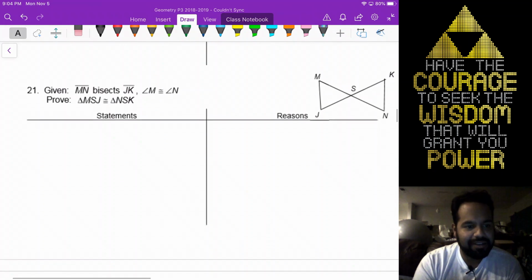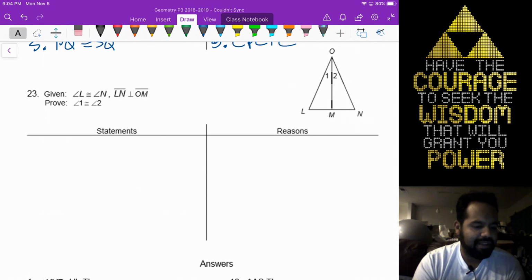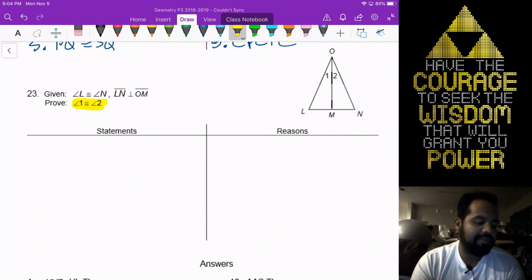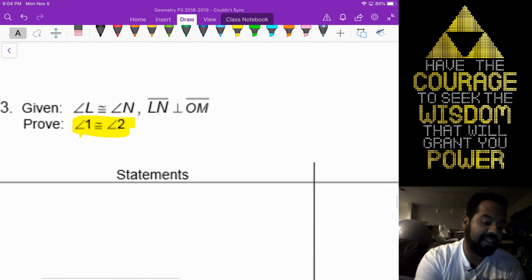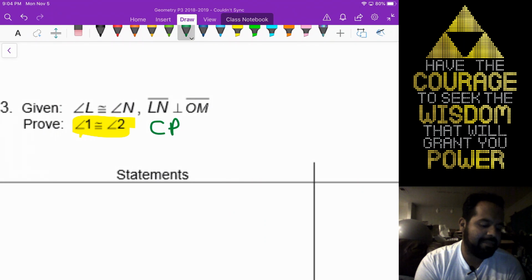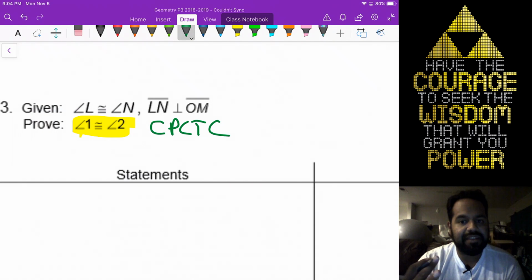All right, AJ, we're going to go to number 23, per your request. Okay, so real quick, AJ, before we start, look at your proof. What are you trying to prove? You're trying to prove that angle 1 is congruent to angle 2. So this is going to tell you 2 things. One, it's going to tell you that your final step is going to end in a CPCTC. But the second thing is it's going to tell you don't mark those angles.